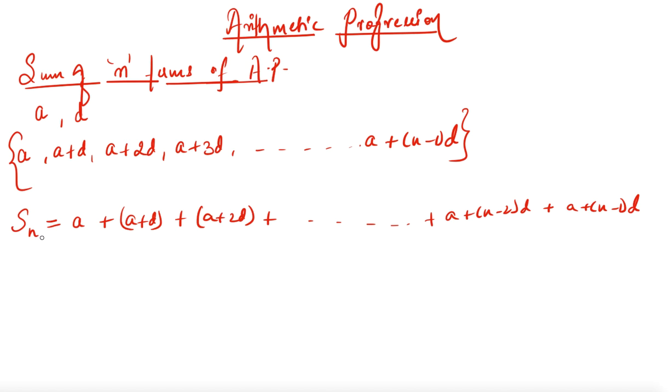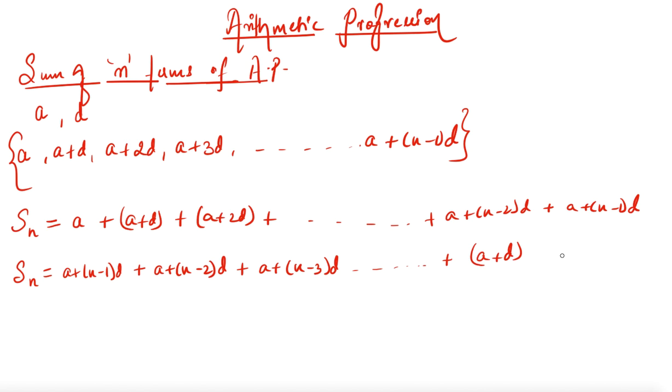Now if I reverse this arithmetic progression, that is, if I write the last term first, the second last term second, the third last term third, and so on, it will still remain an AP and the sum will not change. Let me write that for you. The sum, I can write it as, I will first write the last term a plus (n minus 1)d, then the second last term a plus (n minus 2)d, then the third last term a plus (n minus 3)d, and so on up to a plus d plus a.